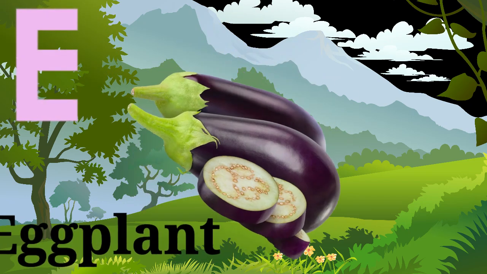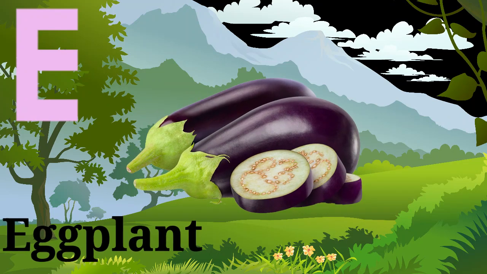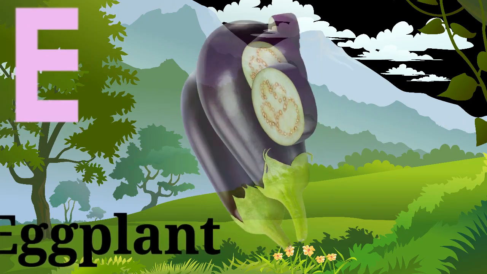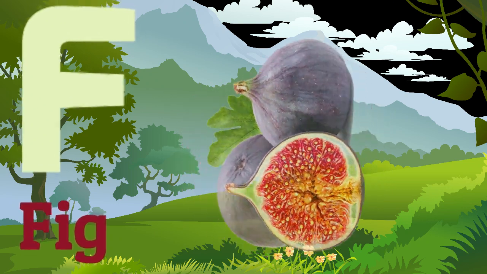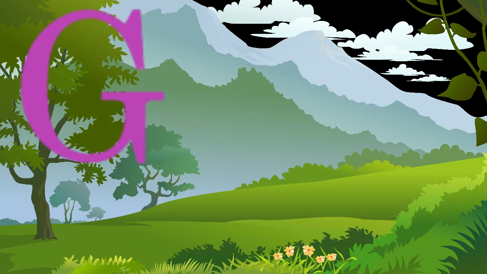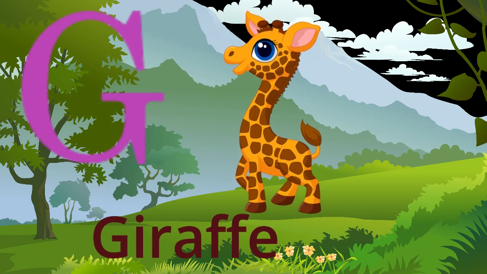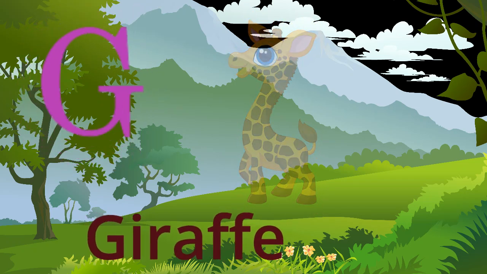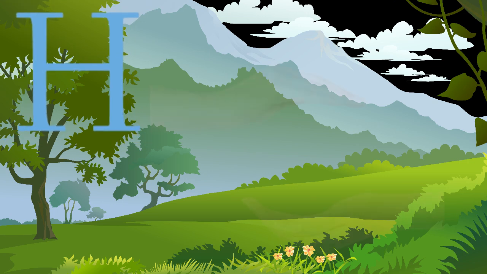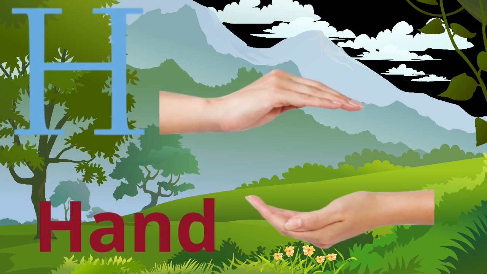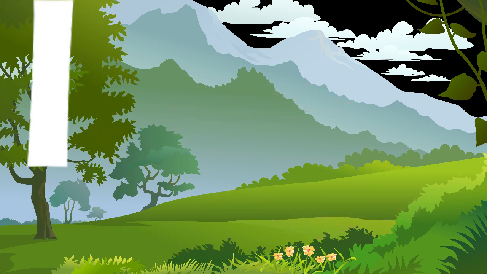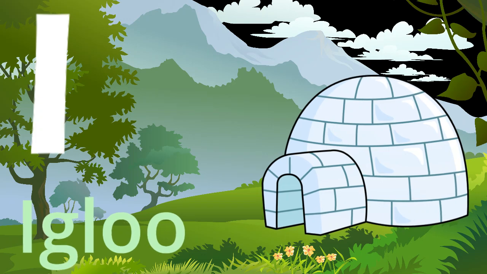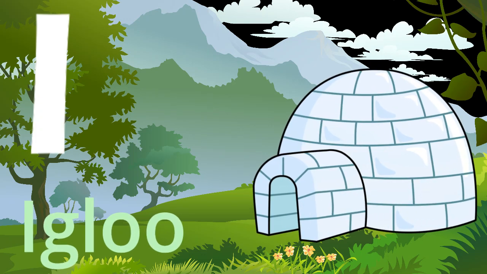E for eggplant. E for eggplant. F for fig. F for fig. G for giraffe. G for giraffe. H for hand. H for hand. I for igloo. I for igloo.